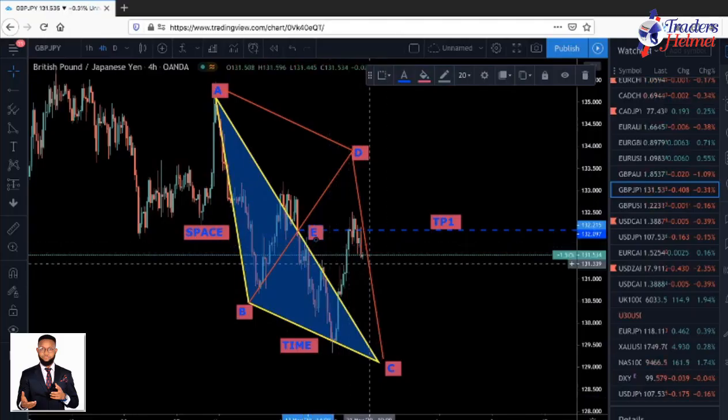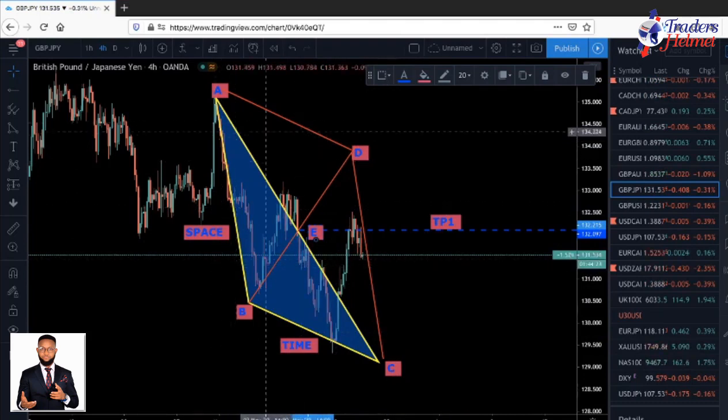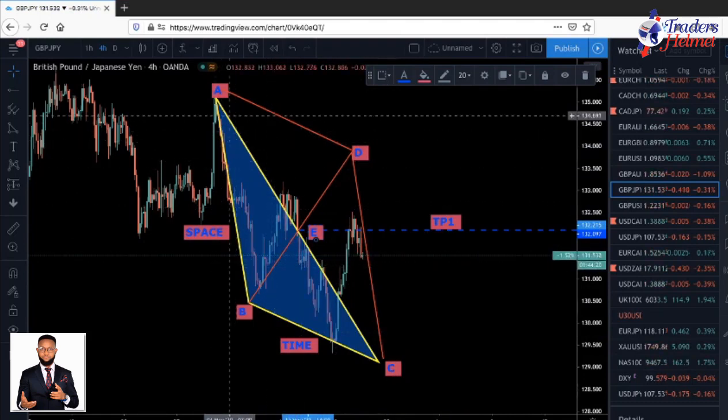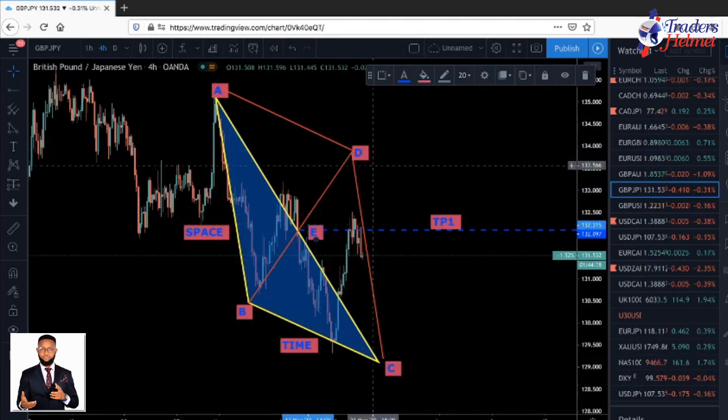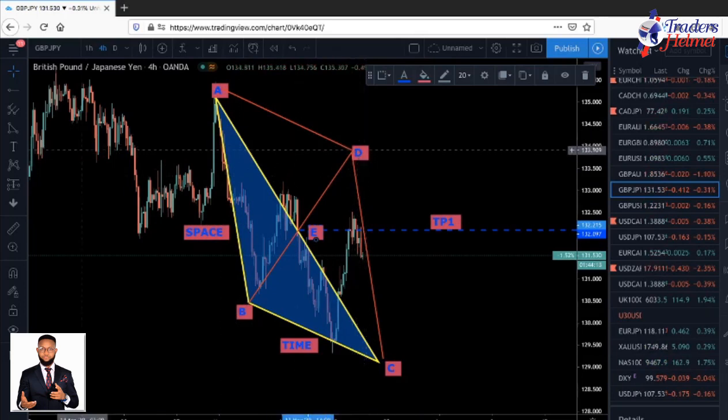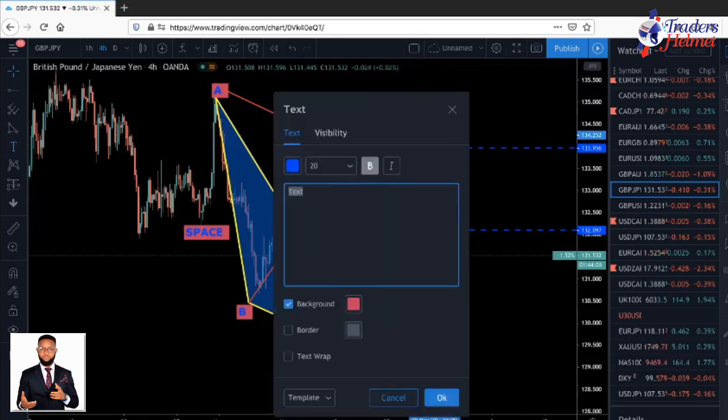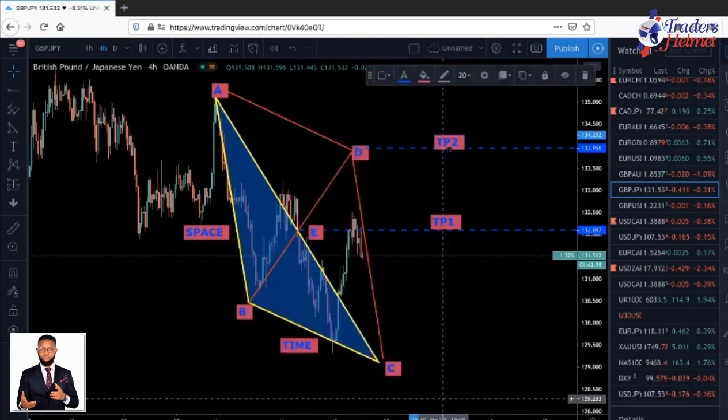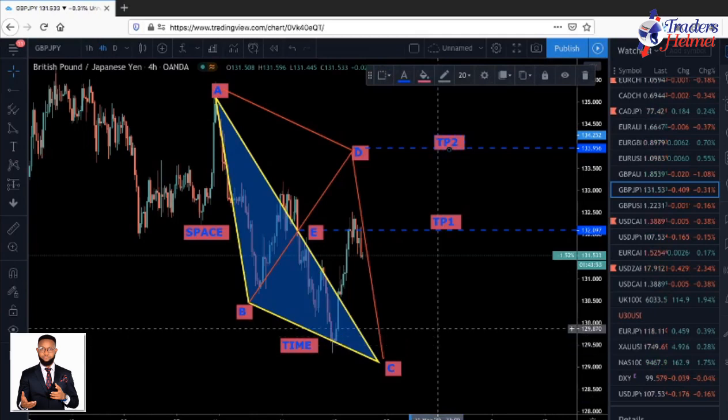All right, so guys, how do we trade this? First of all, remember, this is our first take profit, TP1. This is our take profit 2, D. So you pick another horizontal line and drop it here, so you have your TP2 up here. That's take profit 2. And then I'll show you how to get TP3.